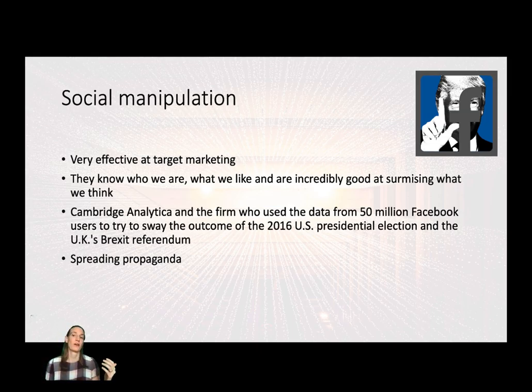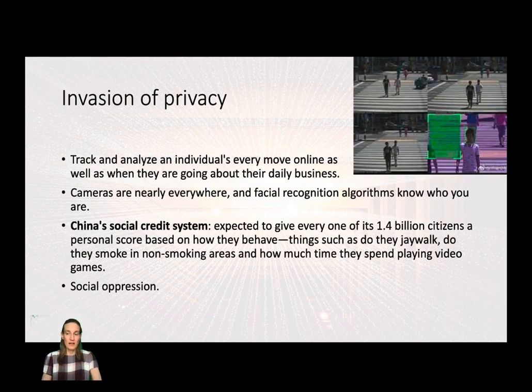Another important danger is social manipulation. Right. AI systems, marketing companies developing AI systems, or even worse, countries and politicians developing AI systems might be very effective at target marketing. Okay. You remember the whole scandal with Cambridge Analytica and the firm that used the data from Facebook users to sway the outcome of the presidential elections and Brexit. AI bots are used to spread propaganda. Very sad reality.